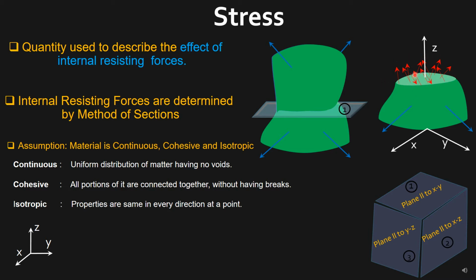So here these directions can be upward or downward, but net direction here you can see that it should be in the upward direction so that this body is in equilibrium. So now to describe the state of stress at the considered point in a body, we will take three mutually perpendicular planes which I have marked as 1, 2 and 3.